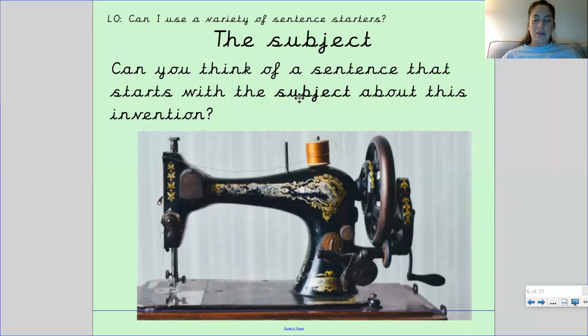Now that we've looked at example sentences, can you pause the video and have a think about this image? Can you come up with a sentence that starts with the subject and is followed by a verb? The actual sewing machine does not need to be the subject. You can also use a different subject, but it just has to be related to this picture.